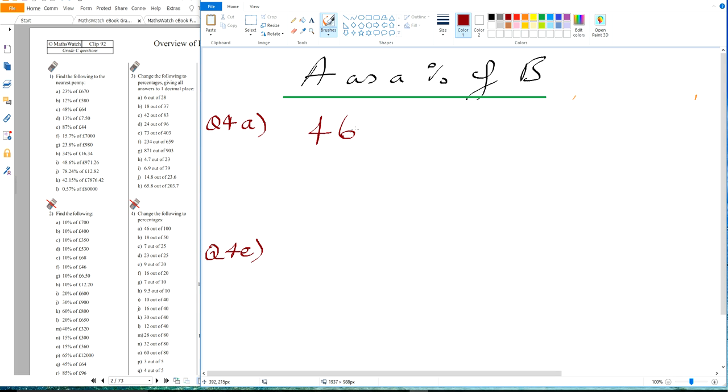Okay, welcome back, folks. We got this question to do now. A as a percentage of B now, but without using a calculator. So you're over here looking at question 4A. So 46 out of 100.